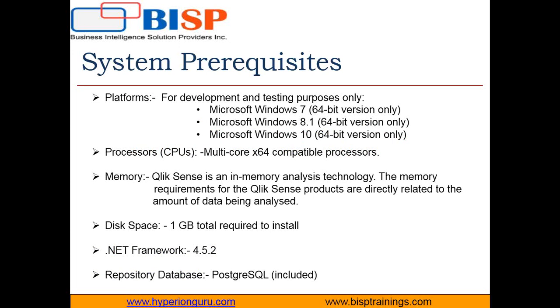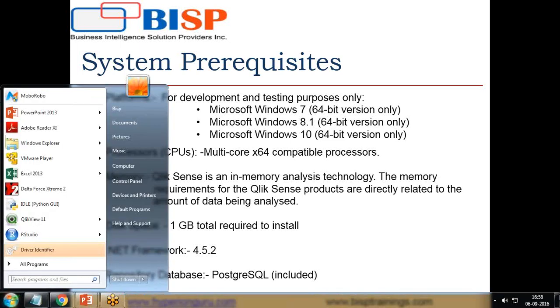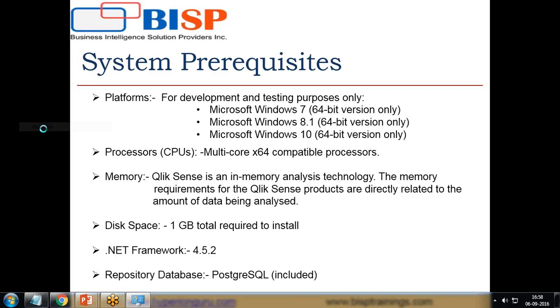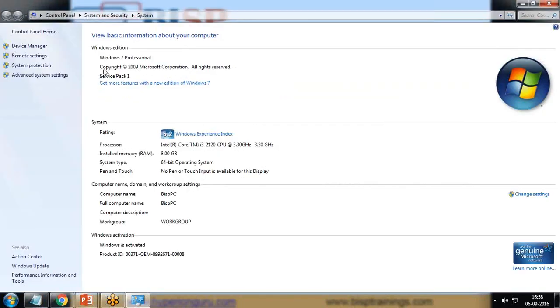So you need to get a 64-bit version along with the SP1 service pack. If you are using Windows 7, in this case you need to have Microsoft Windows 7 64-bit, but it should have service pack SP1 installed. Let's check whether my computer has service pack 1 or not. You can see I'm using Windows 7 Professional and I have got service pack 1 installed on my system with this operating system.